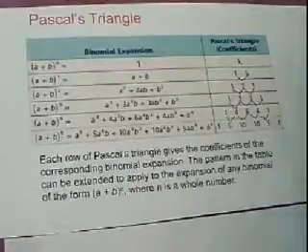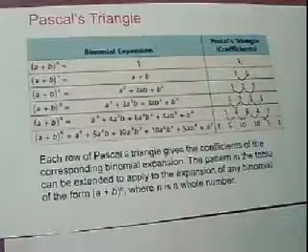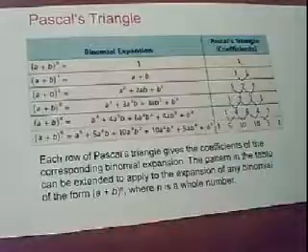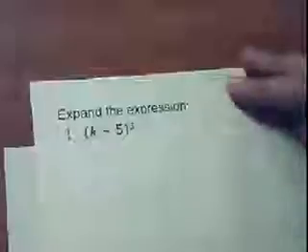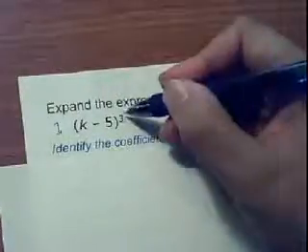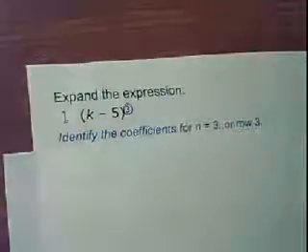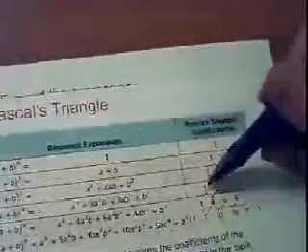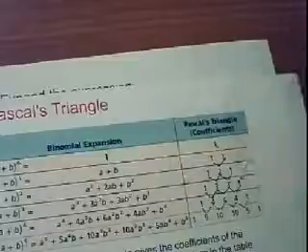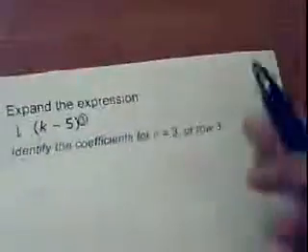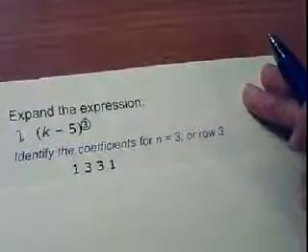Okay, so what we've got here is we want to expand the expression k minus 5 raised to the third. And what it's going to have you do first is identify the coefficients for n equal to 3. Again, n is our exponent here, and we're looking at row 3. Well, those coefficients, if we look back here, when our exponent was 3, are 1, 3, 3, and 1. So the coefficients for this row, again, are 1, 3, 3, 1.